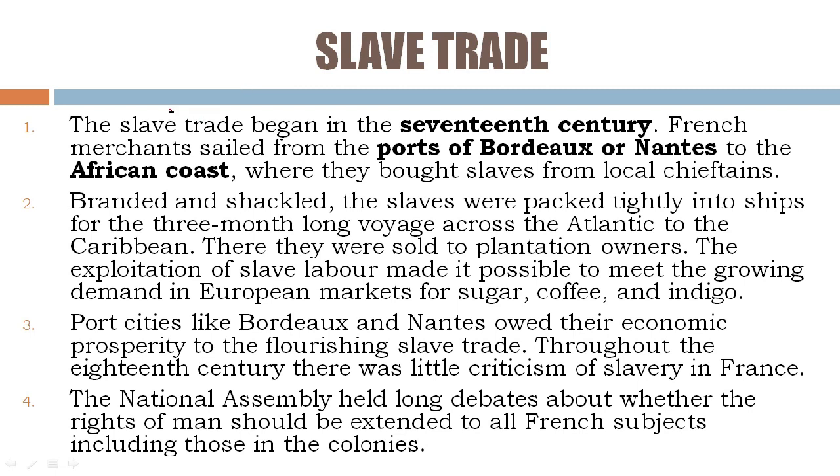So the slave trade began in the 17th century, the first important point to be noted, and French merchants sailed from the ports of Bordeaux and Nantes to the African coast. It means they sailed from France to Africa, and there they bought slaves from the local chieftains. So French merchants went from France to Africa, and there they bought slaves. Let us see the next point.